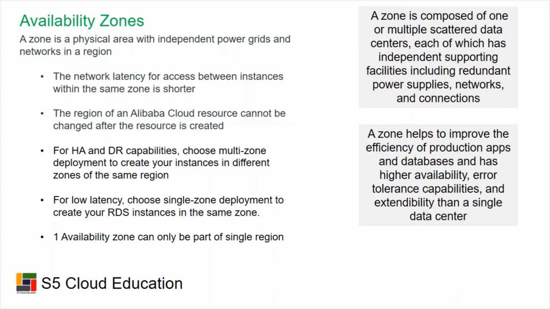1. The network latency for access between instances within the same zone is shorter. 2. The region of an Alibaba Cloud resource cannot be changed after the resource is created. 3. For HA and DR capabilities, choose multi-zone deployment to create your instances in different zones of the same region. 4. For low latency, choose single zone deployment to create your RDS instances in the same zone. 5. One availability zone can only be part of a single region.